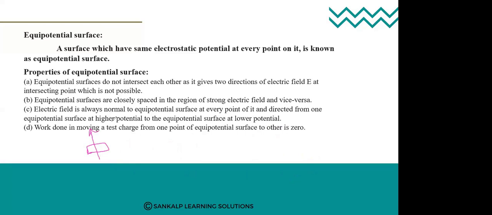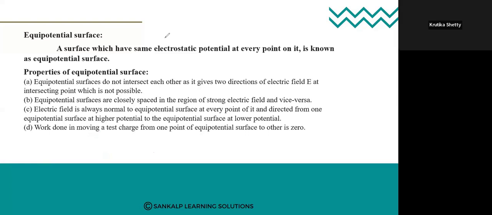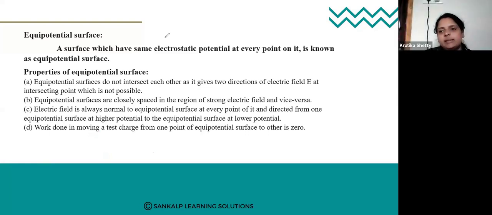Then the next one is equipotential surface. On the equipotential surface, the work done is zero. The work done in moving a test charge from one point to the other point is zero. So why is the work done zero? See here, students. Sometimes in 2 marks they ask you to explain. So why are we explaining all these characters or properties?